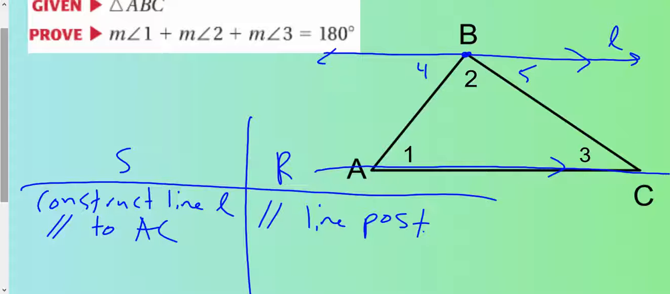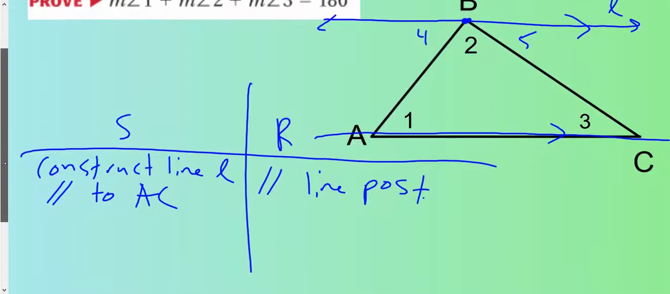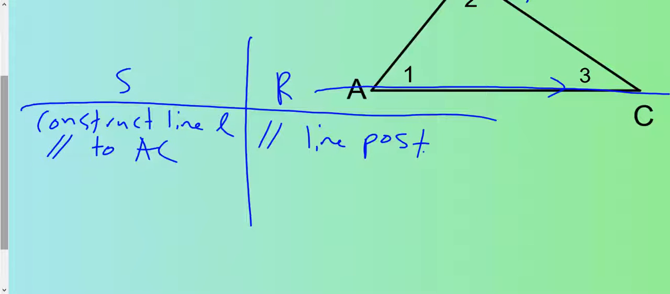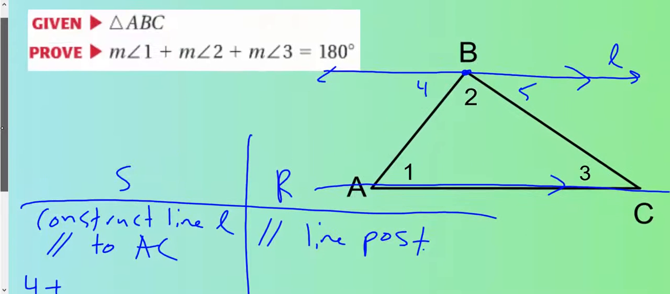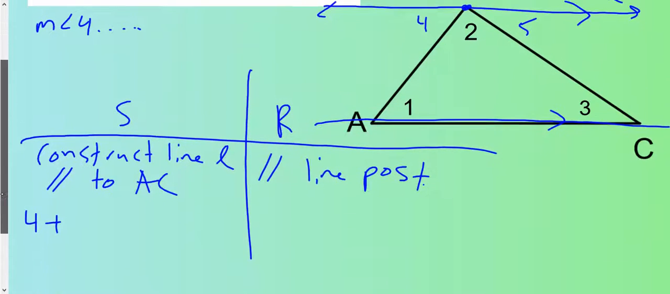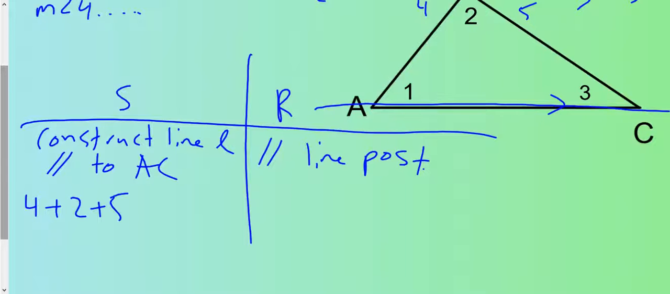So what I want to do is show that 1 plus 2 plus 3 equals 180. Well, I know that 4 and 2 and 5 add up to 180. So I'm going to say that 4 plus, and technically I should say the measure of angle 4, but I'm just going to go 4 plus 2 plus 5 equals 180. And it's a combination of angle addition with linear pair postulate.